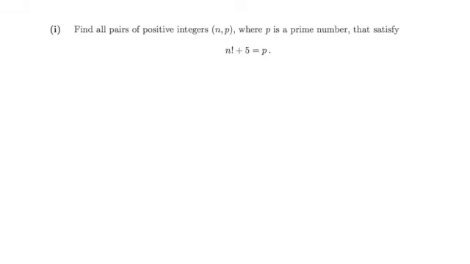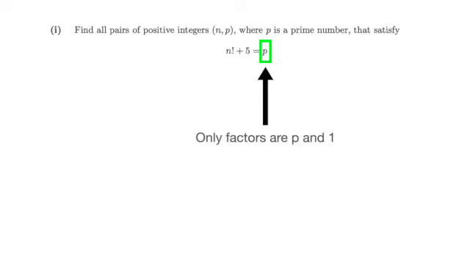In part 1 of the question, we have to find all positive integer pairs (n, p) which satisfy the equation n! + 5 = p, where p is a prime number. Now, looking at this, the usual method of solving equations wouldn't work. This is not a quadratic or cubic equation, which we have been used to in schools and exams, so a new approach is needed. The fact that p is a prime number is important. A prime number can only be divided by 1 and itself.